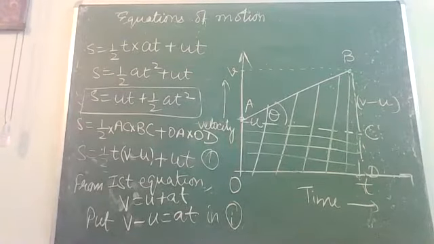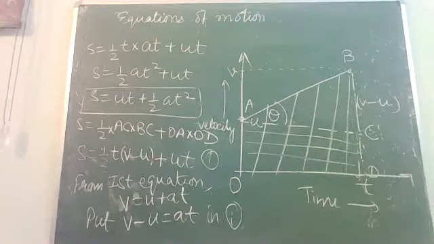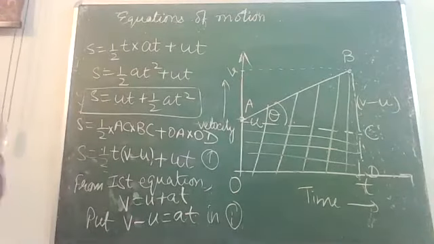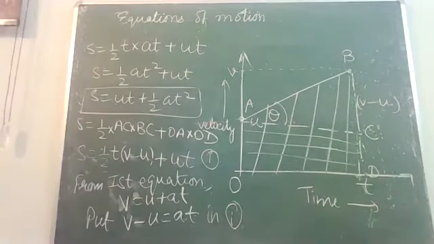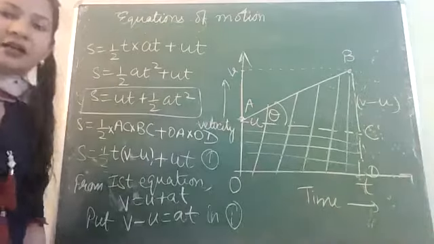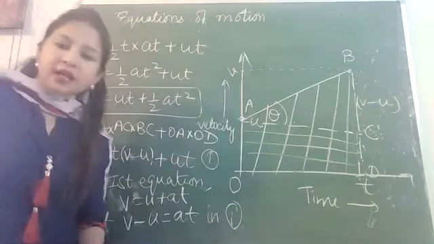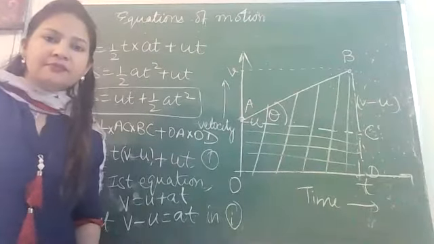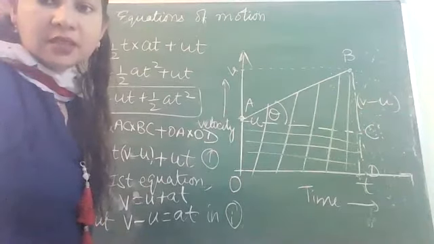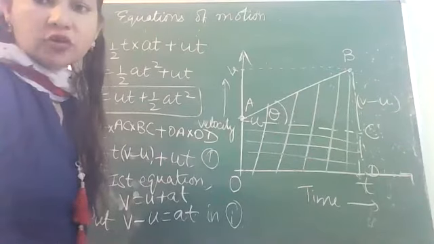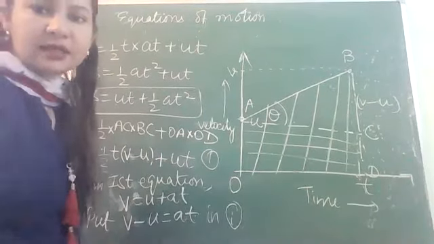All right. This is the proof of second equation of motion by graphical method. Is that clear? Is the proof of the second equation clear? Yes. Okay. So nobody raised hand. That means it is clear.